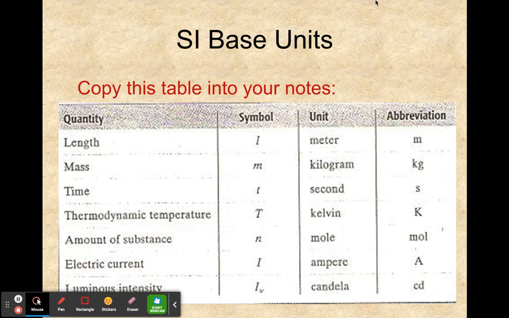These are your SI base units. You have length, mass, time, thermodynamic temperature, amount of a substance, electric current, luminous intensity. So for length, you have the meter; mass, kilogram; time, second; thermodynamic temperature, Kelvin; amount of a substance, mole; electric current, ampere; and luminous intensity, candela.